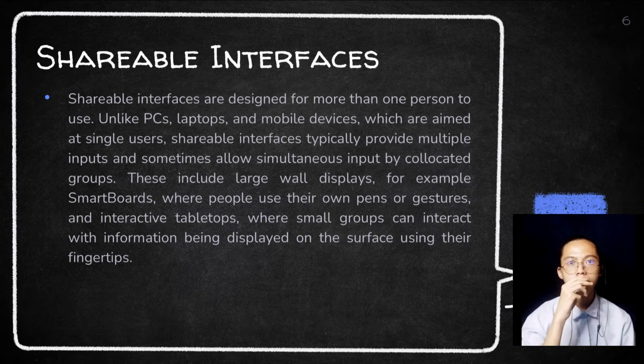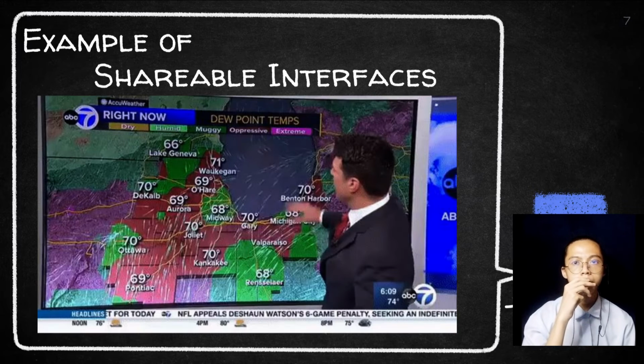Shareable interfaces are designed for more than one person to use. Unlike PCs, laptops, and mobile devices, which are aimed at a single user, shareable interfaces typically provide multiple inputs and allow simultaneous input by co-located groups. These include large wall displays, for example smartboards, where people use their own pens or gestures, and interactive tabletops, where small groups can interact with information being displayed on the surface using their fingertips.